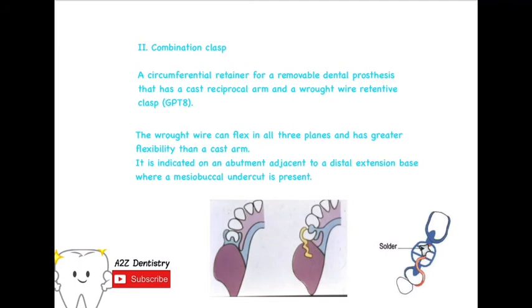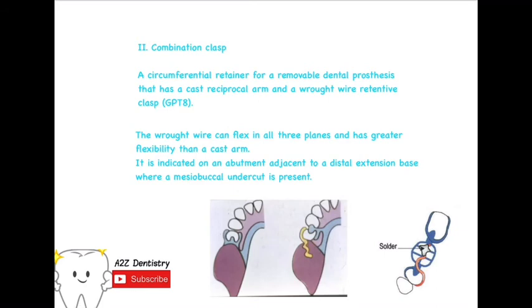These are mostly tissue supported. Therefore, in distal extension cases, when there is a mesobuccal undercut present, we prefer to give a combination clasp, so that because our wrought wire will be a bit flexible, it will tend to flex whenever forces are delivered, and therefore it won't allow direct impact of forces onto the abutment, right? Because in such distal extension cases we cannot put a lot of stress on the abutment. Therefore we inculcate a bit of flexibility by giving this combination clasp or a wrought wire clasp, so that it will flex a bit and resist the impact of the occlusal forces, right?